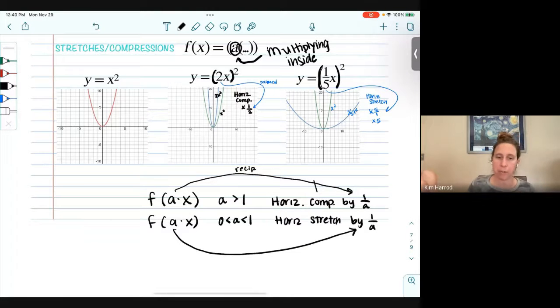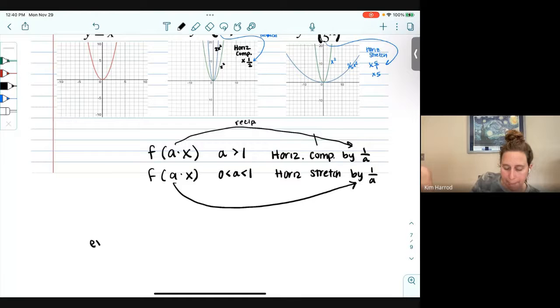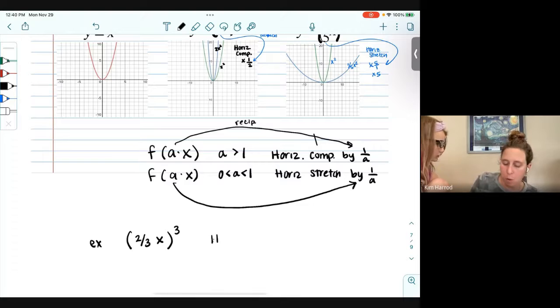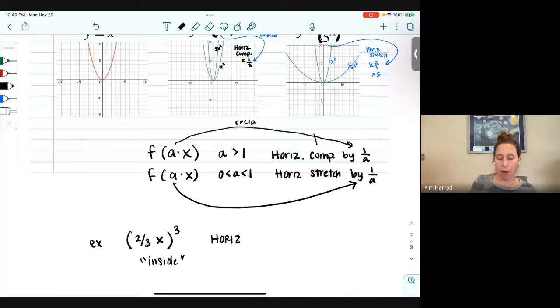So again, this is flipped over. So for example, if we said 2/3 x cubed and said describe that, this is a horizontal change because it's on the inside, right? The 2/3 is on the inside. And when I say by how much, I'm going to take the reciprocal of the 2/3. I'm going to flip it to be 3/2. So it's a stretch by 3/2.